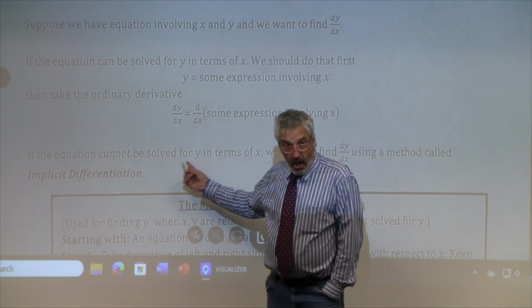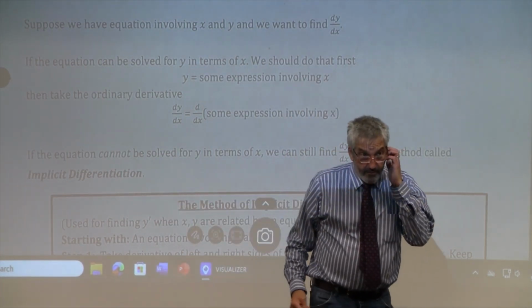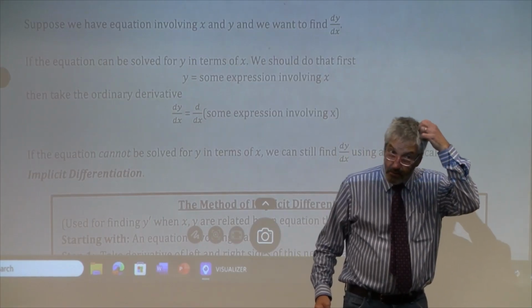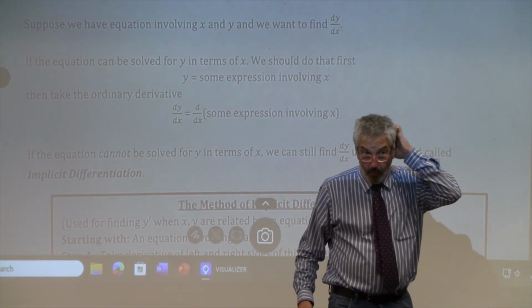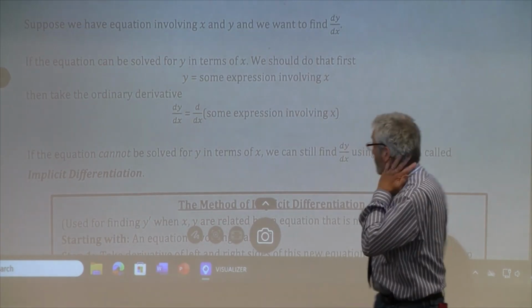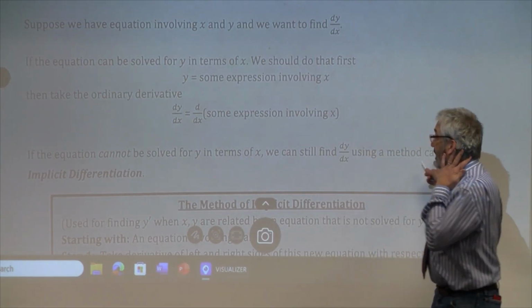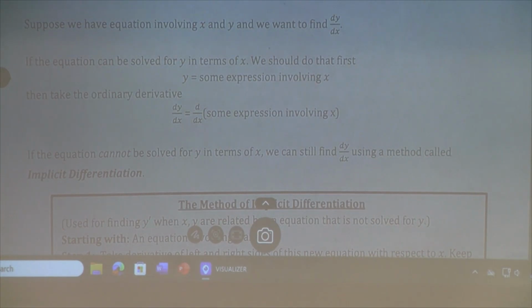If the equation cannot be solved for y in terms of x, we can still get an expression for dy/dx. It's kind of a surprising thing. It's using a method that's called implicit differentiation.